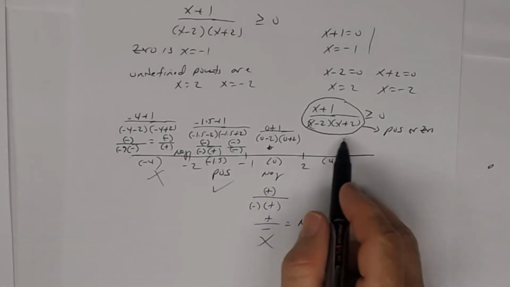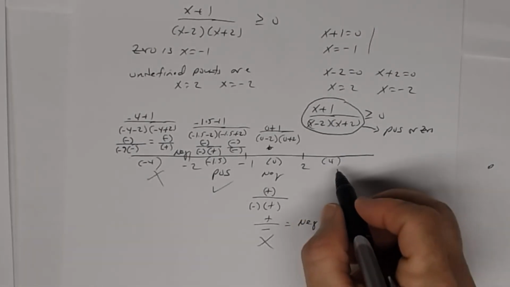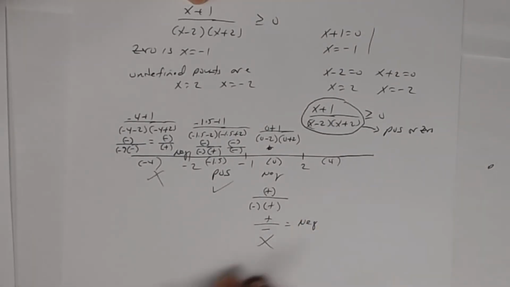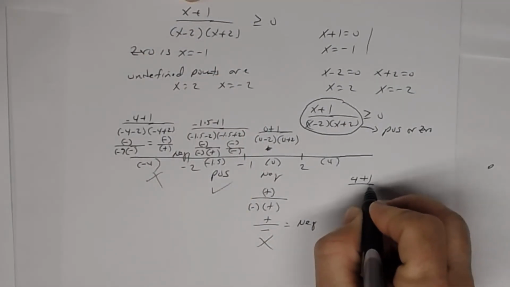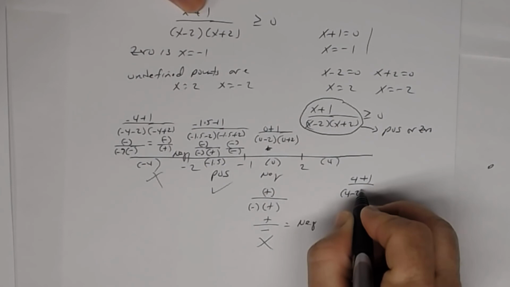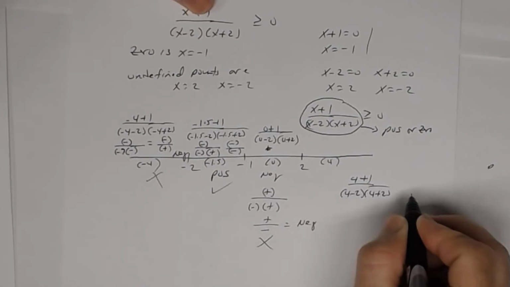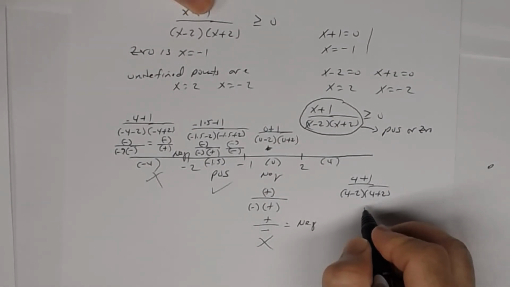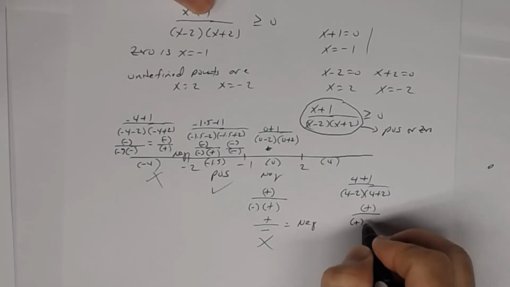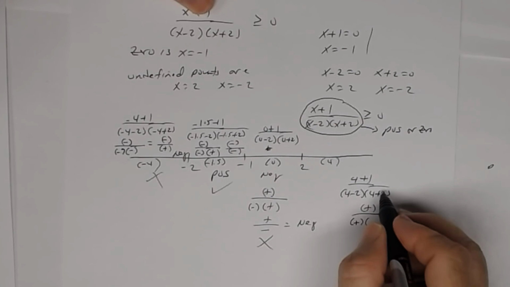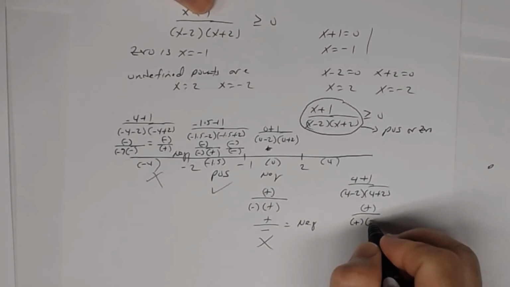Do the same thing. Now I don't have enough room here, so I'm going to have to do that here. You're going to say 4 plus 1 divided by 4 minus 2 times 4 plus 2. Well, 4 plus 1 is positive, right? It's positive 5. 4 minus 2 is a positive 2, so I'm going to put positive there. And the other factor in the denominator is 4 plus 2, which is 6, which is positive.